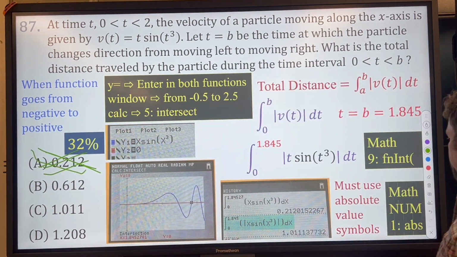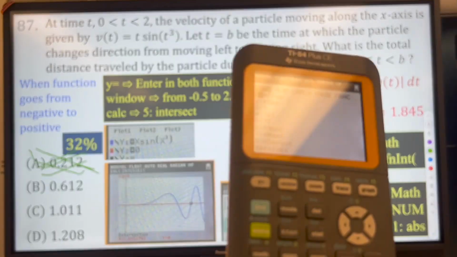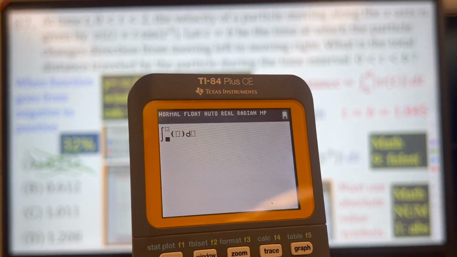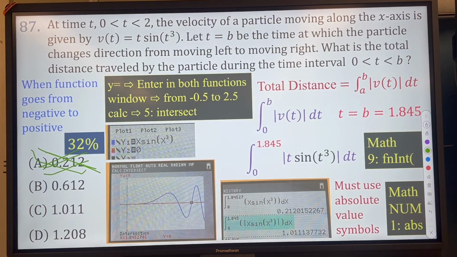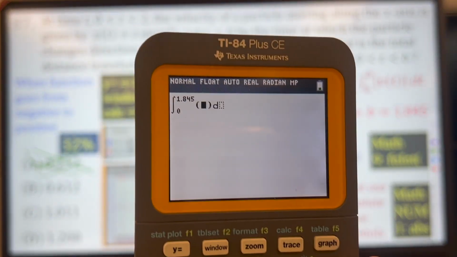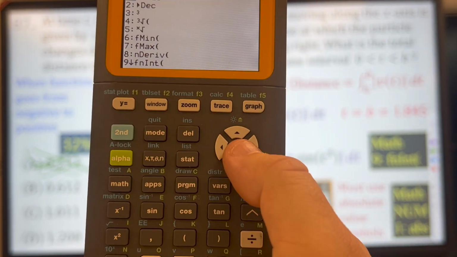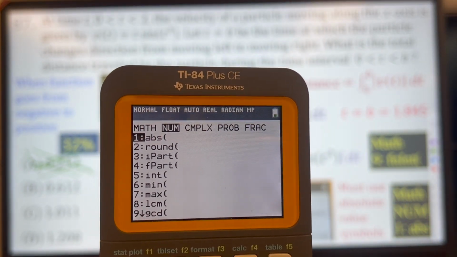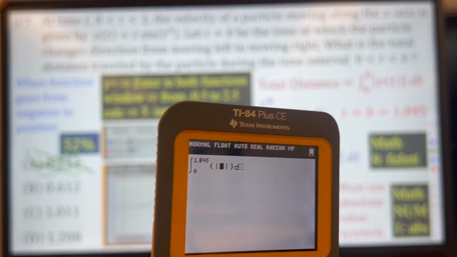The reason it's wrong is you must use your absolute value symbols. So I tricked you. See this? All for nothing. We have to go back. Math, 9. All right, we're going from 0 to 1.845. Now, when you type this in, I said you had to use absolute value. That's under math. You have to click to the right till you get to number 1, and ABS is absolute value. Answer has to be an absolute value or your answer will be wrong.